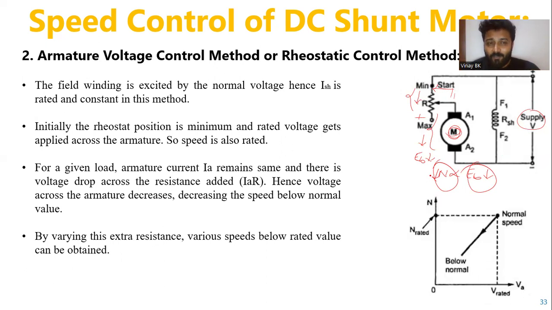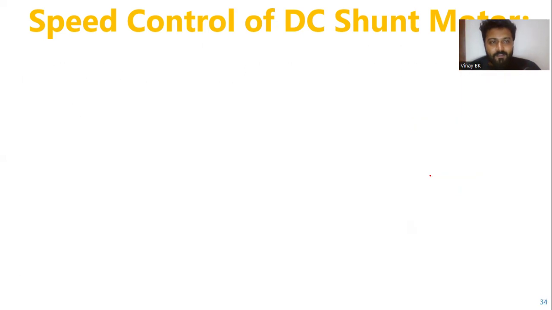In the flux control method, you can control the speed above the rated speed. In the armature voltage control method, you can control the speed below the rated speed. Only one difference. Very simple to understand. There, you connect the rheostat in series with the shunt field winding; here, you connect the rheostat in series with the armature winding. Okay, the graph you should remember.